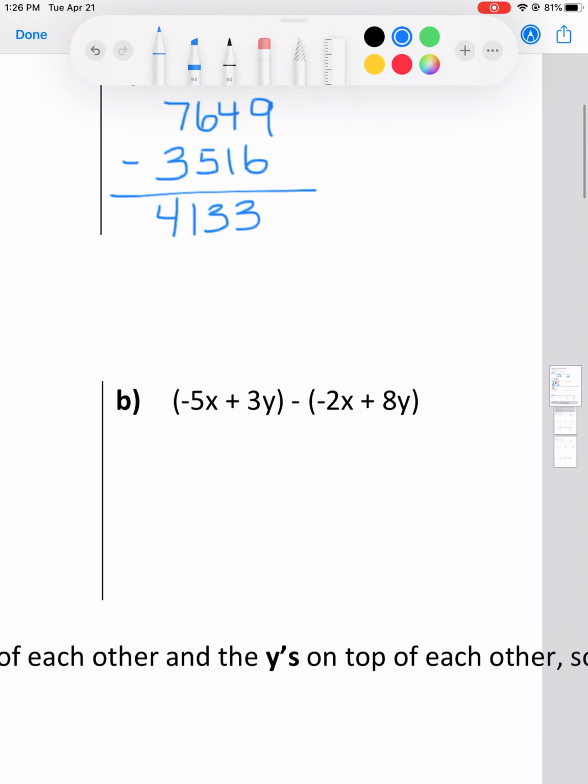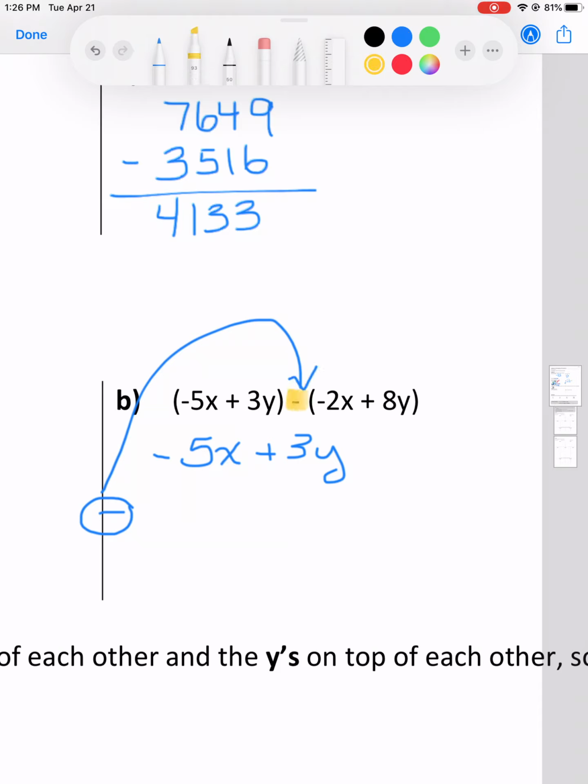We're going to do it again, but subtract. So negative 5x plus 3y minus, and now I'm going to circle it so we know we're subtracting. So this minus is that minus. Those are the same. Negative 2x plus 8y. If you want to lay it out straight, because that's kind of how we've been looking at it, go for it.